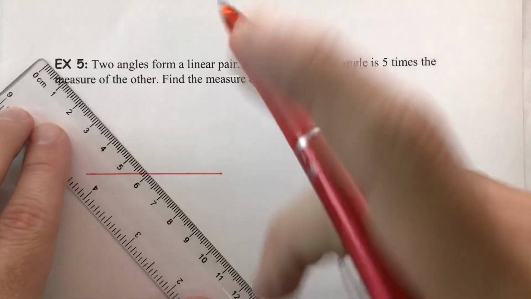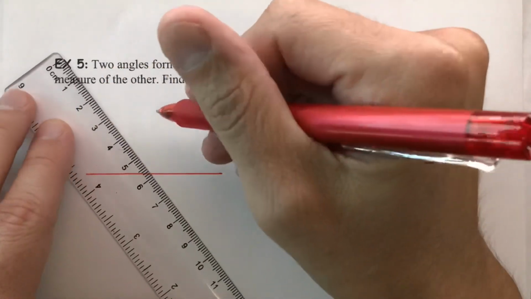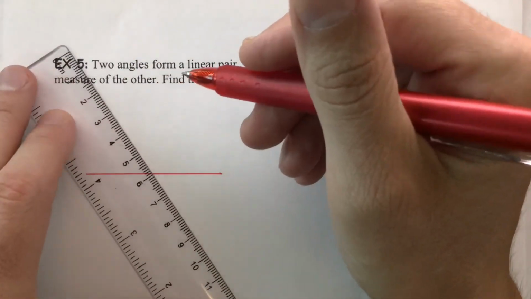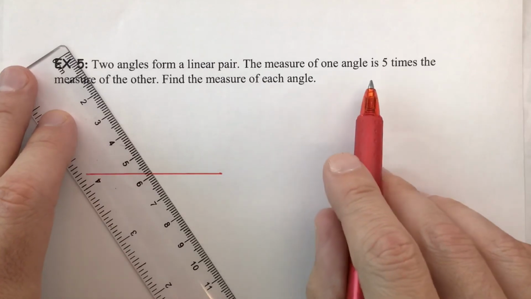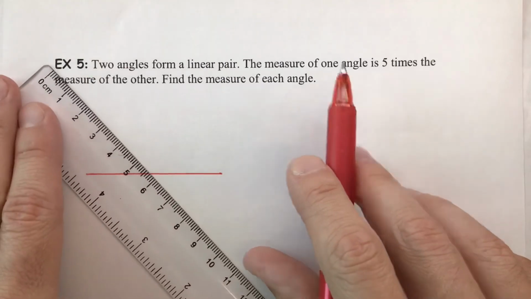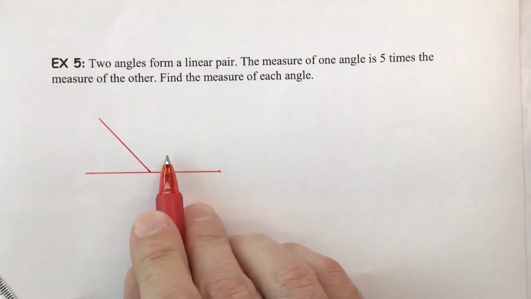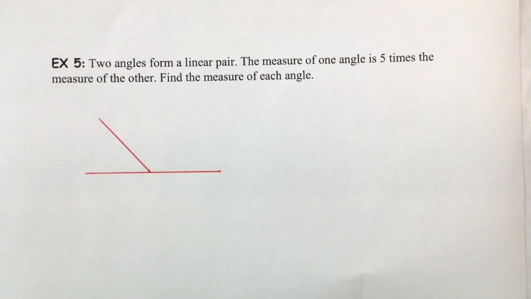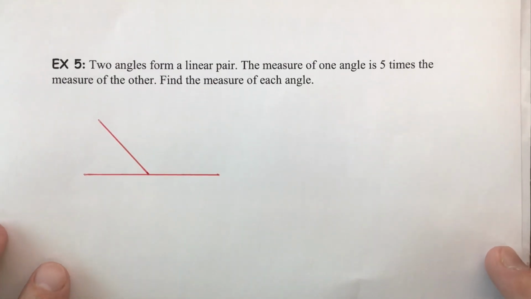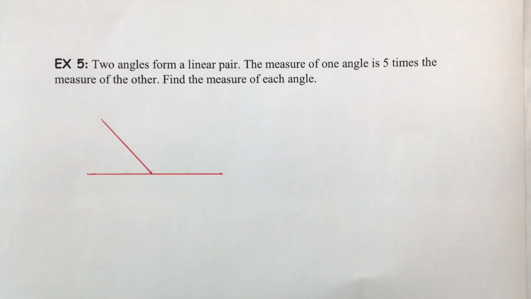The other ray, when it extends out, it can be in any different position, but we know that one of the angles is 5 times the measure of the other. So I'm just going to at least make sure that we have an acute angle and then an obtuse angle. So there's a clear difference between them, but I don't actually have it all figured out and measured there. All right, so we got two angles that make a linear pair, right? One is 5 times the size of the other one.